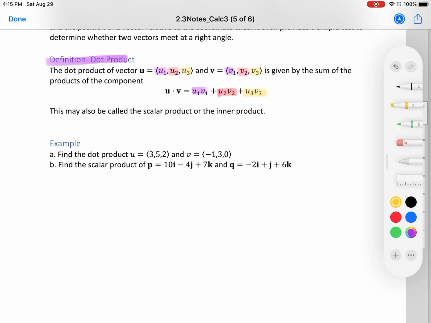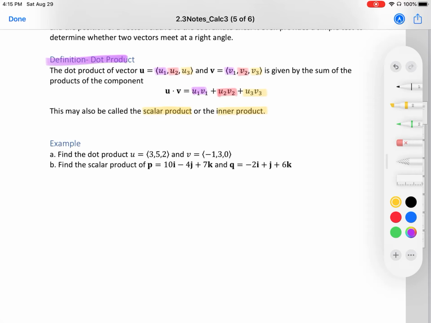If this were in two dimensions, then we'd only have two components. Think of it as an x and a y. It would work the same way, we just wouldn't have that third one. This may also be called a scalar product or the inner product. So if you see a problem asking what is the scalar product or what is the inner product, it's still asking you for the dot product.